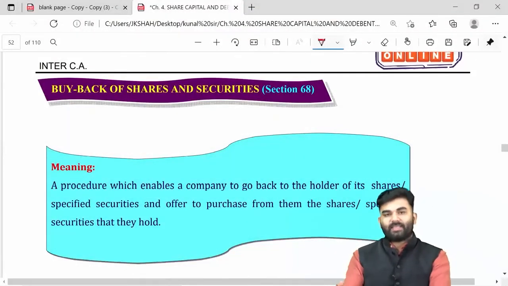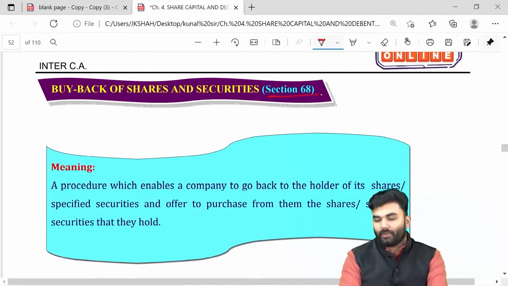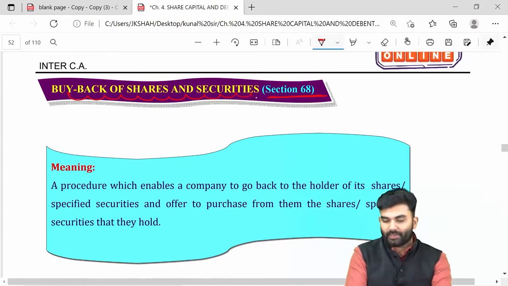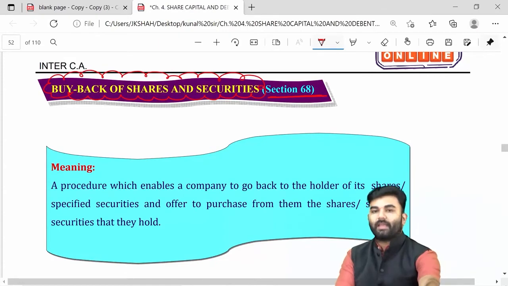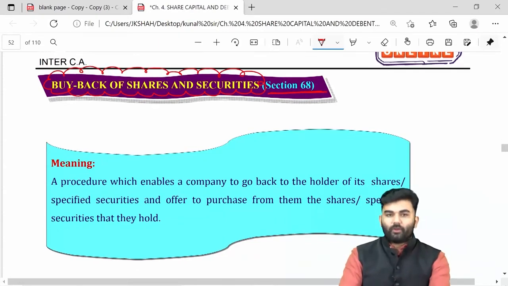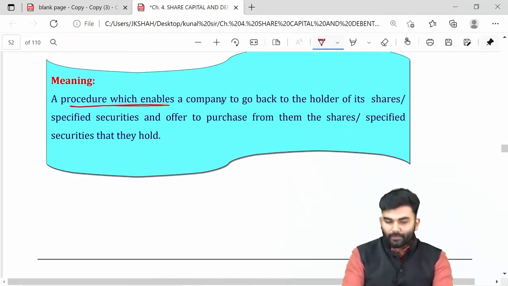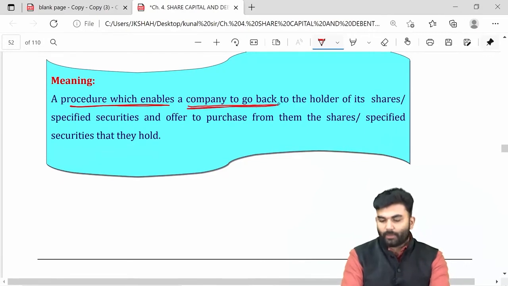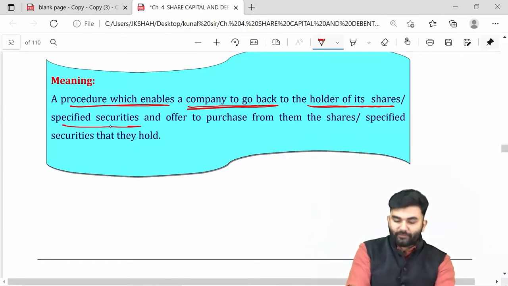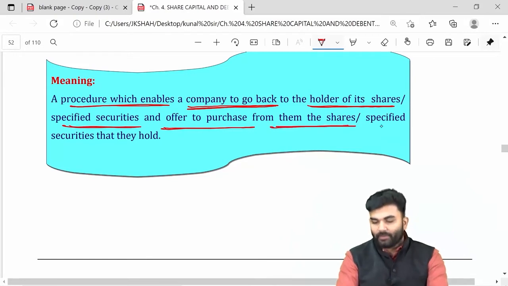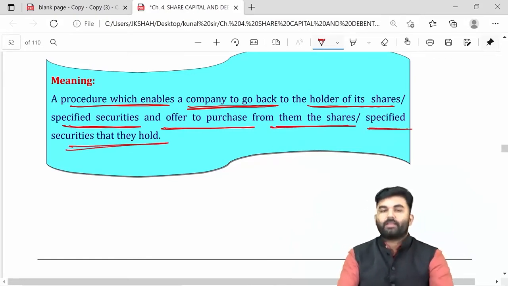Let us revise the next concept over here, that is section number 68, which is towards buyback of shares and securities. The lawmaker over here says that buyback is a procedure which allows a company to go back to its equity shareholders or specified security holders and offer to purchase from them the shares or specified securities that they hold.